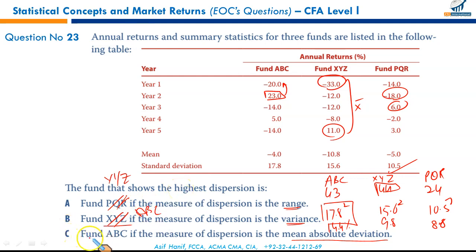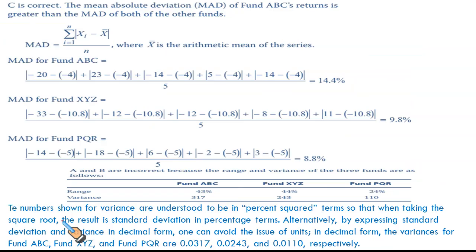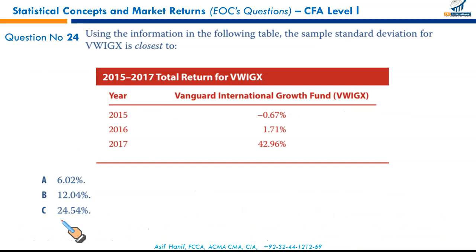Option C. Fund ABC if the measure of dispersion is the mean absolute deviation. Yes, mean absolute deviation is the highest for ABC. So as per option C, ABC is the one that is the highest risk as per mean absolute deviation. So that makes C the correct option. And I'm sure you would have got C as well. Correct. C it is.